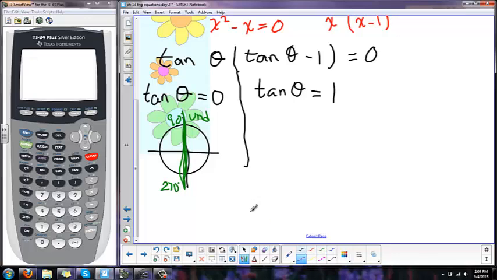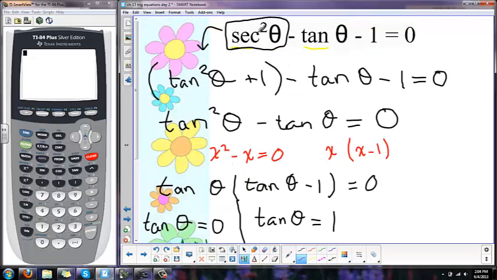But if you look at the things that are on this line, which is a horizontal line, which has a slope of 0, everything that's on this line, tangent is equal to 0. So at 0 degrees, at 360 degrees, and at 180 degrees, tangent is equal to 0. So we actually have 3 different answers just from this one little statement.